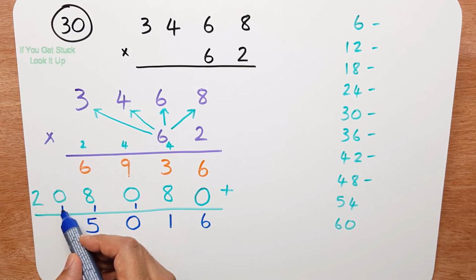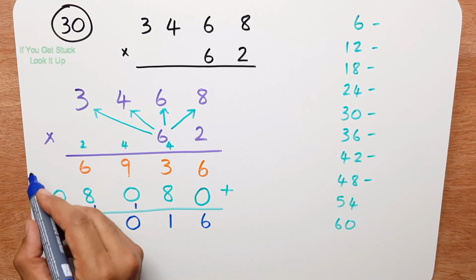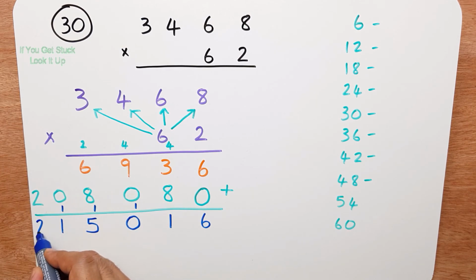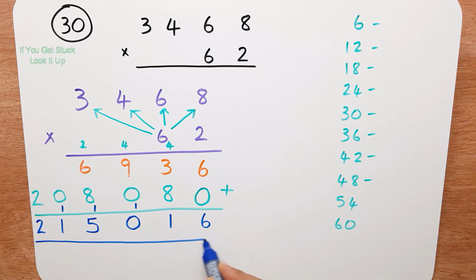And this is simply 1. And this here is 2. So that's our number. 1, 2, 3, comma. So this is our thousands. So it's 215,016.